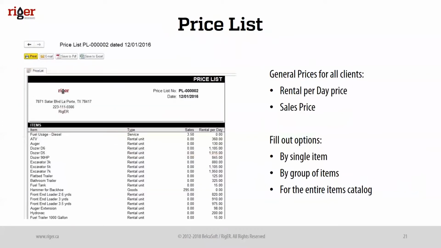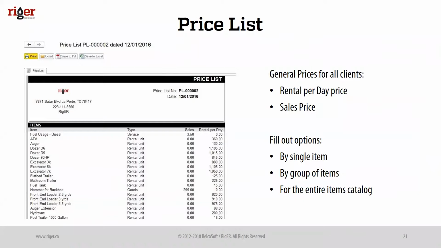The price list generally specifies the prices for all clients that you may have in your business, for all customers. In the general price list, you will have a rental per day price and a sales price. If you sell some units to your customers, you can apply sales prices. However, if you just rent out your equipment, the rental per day price will be applied to your particular rental units or services or goods, parts, whatever it can be.